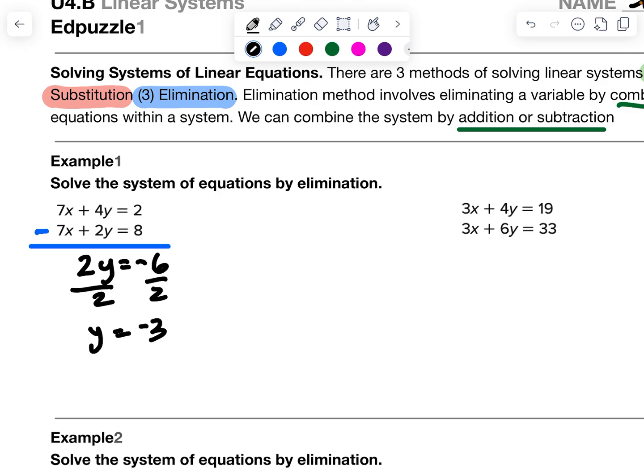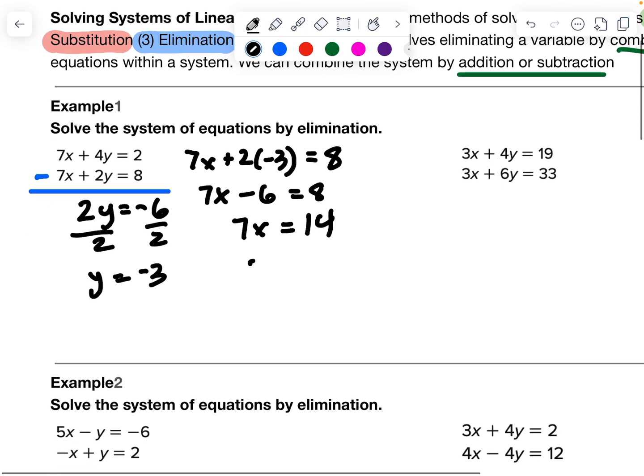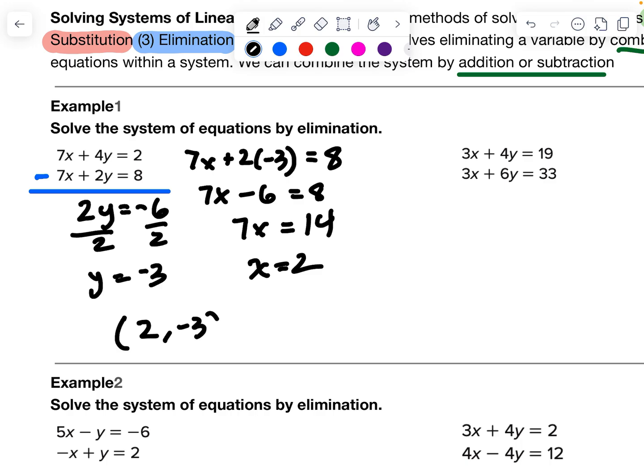A solution to a system of linear equations is an ordered pair. It is a location on a graph. Pick either equation, plug it in for y. I'll pick the bottom one. Doesn't matter. 7x plus 2y, we know that y is now negative 3, equals 8. So 7x minus 6 equals 8. This is the time of the year where I'm not going to write every step. I am going to add 6 to both sides to get 14 and divide by 7. So our solution is 2 comma negative 3.